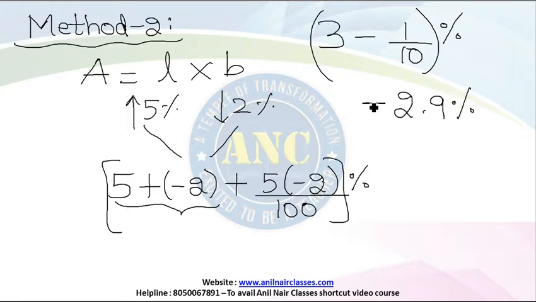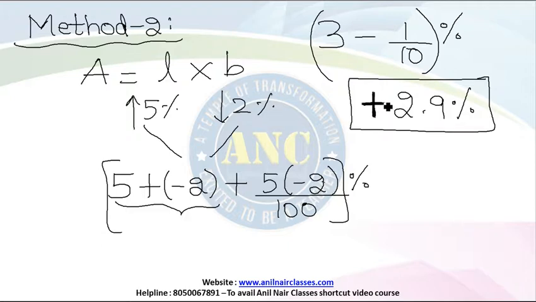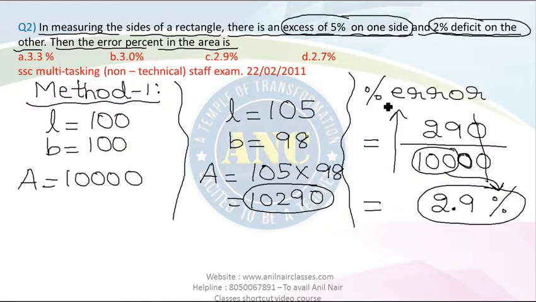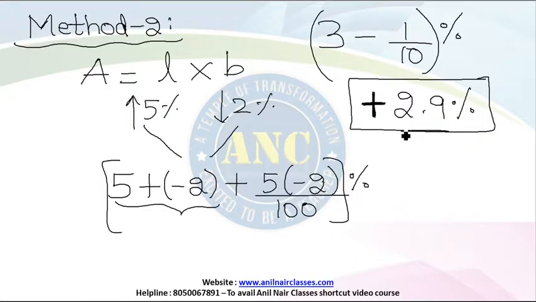Because this value is plus 2.9 percentage, the percentage error is nothing but in case of increase. Plus is nothing but increase. If you had got minus 2.9, then it would have been a different case as a decrease in the area. But in this question, either apply method 1 or method 2. Method 1 is 2.9, method 2 is also 2.9. There is no change in the value.